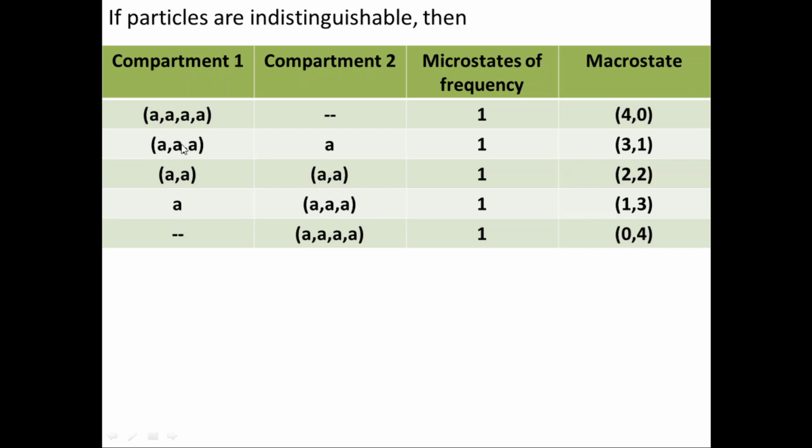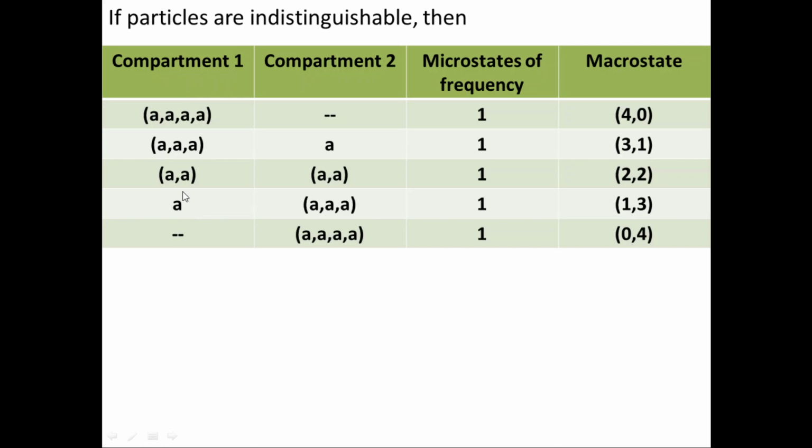The second case is that in the first compartment the particles are A, and in the second compartment there is only A, then the macrostate is 3 and 1. And then in the first compartment 2 particles A and compartment 2 is also A, then the macrostate is 2 and 2.